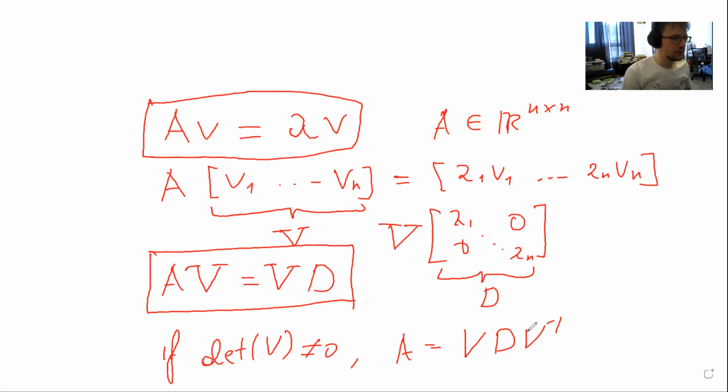Can I ask something? Yes, please. In matrix V, eigenvectors are rows or columns? Eigenvectors are columns. Okay, thanks.